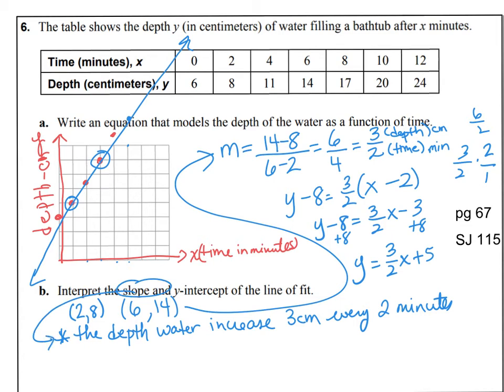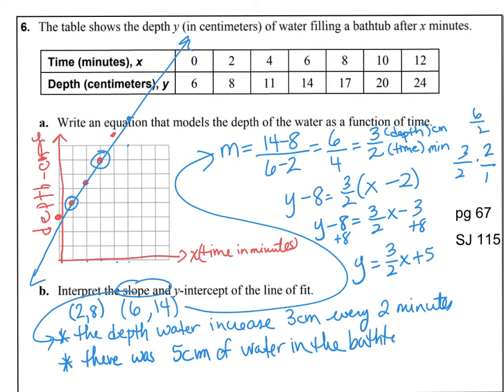And then the y-intercept, for me, the y-intercept says that that's how much water you started with. There was 5 centimeters of water in the bathtub to start with. Okay, so there's example 6. Moving on to example 7.